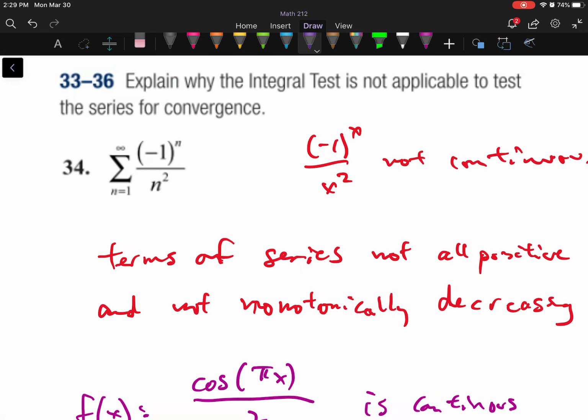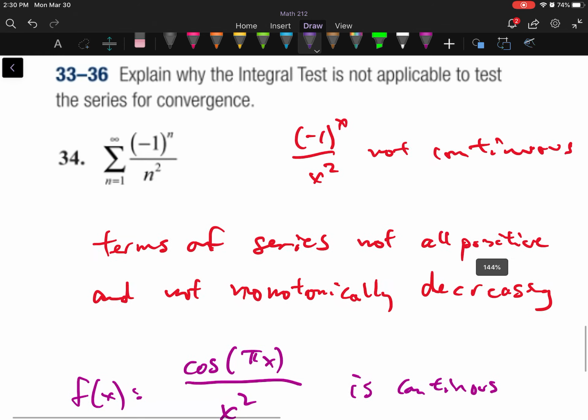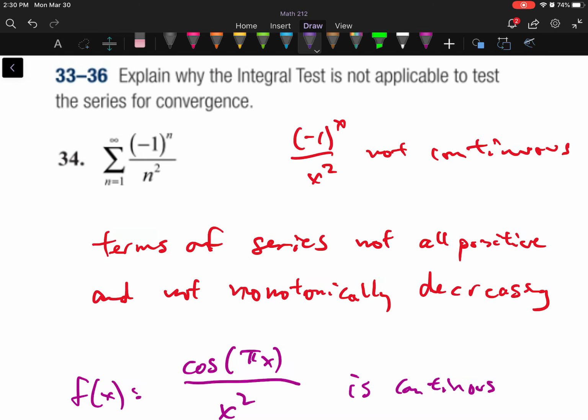And then finally, number 34, explain why the integral test is not applicable to test the series for convergence. So remember that the integral test requires that you have a series that is positive, decreasing, and the function that you're using is continuous. Those are all necessary requirements for the integral test because we want the integral to match up really, really nicely and well behaved with the Riemann sum that's representing the infinite series.